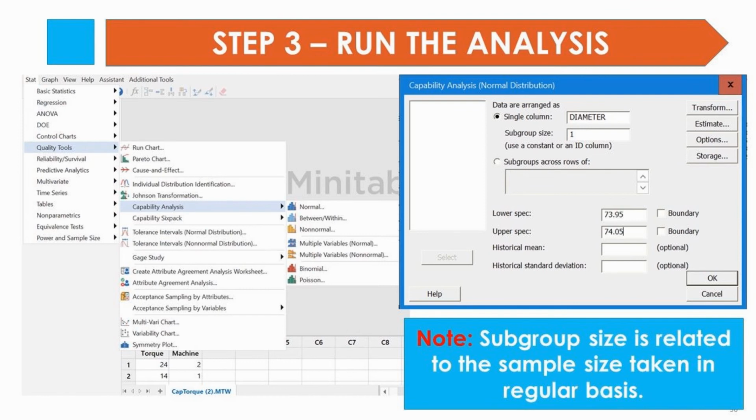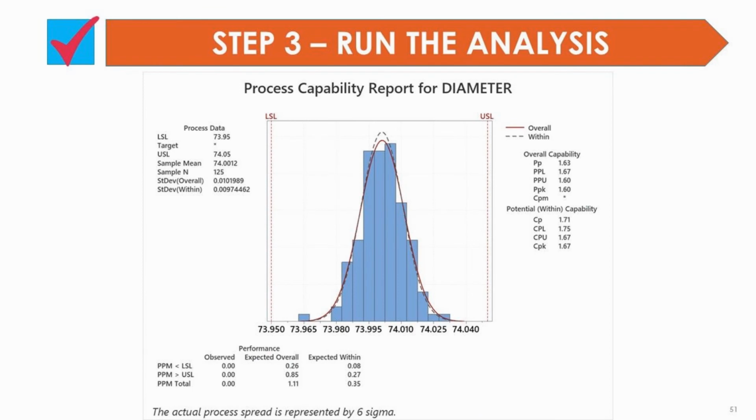column diameter. In the subgroup size, it's important to mention that subgroup size is related to the sample size that you are taking. So in this case, we have just these 25 samples, but let's say that I'm going to collect 3 samples every hour. So I take the 3 samples, next time I take another 3 samples, and I do every hour 3 sample size.